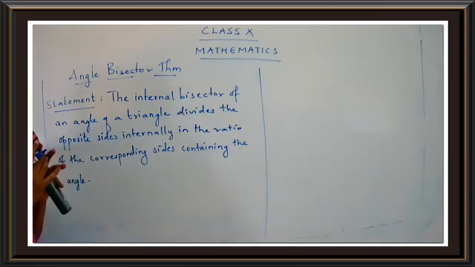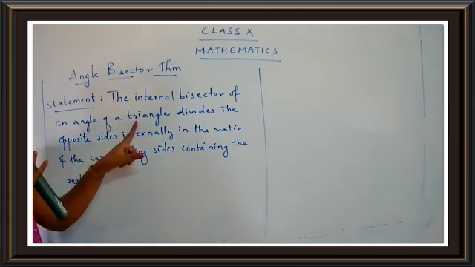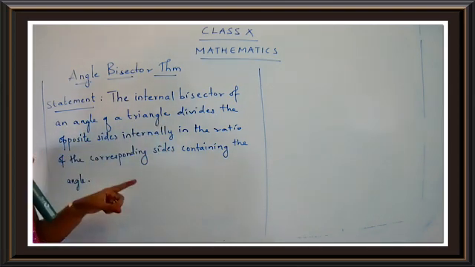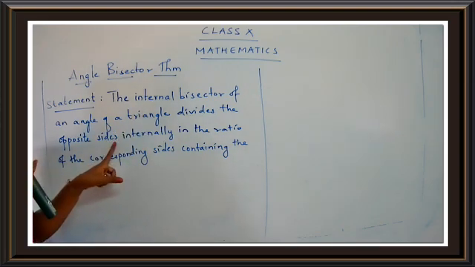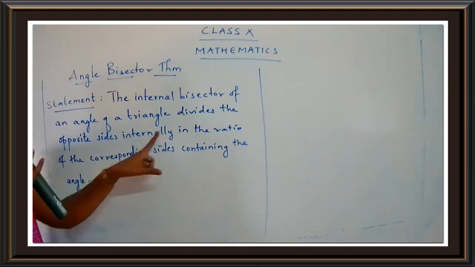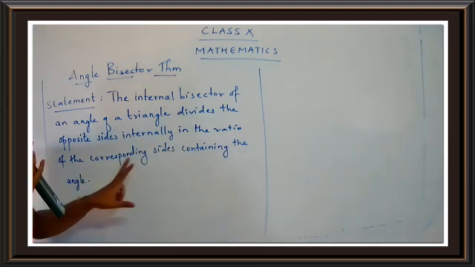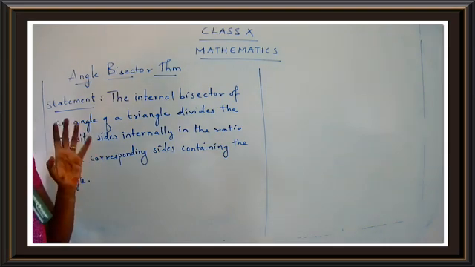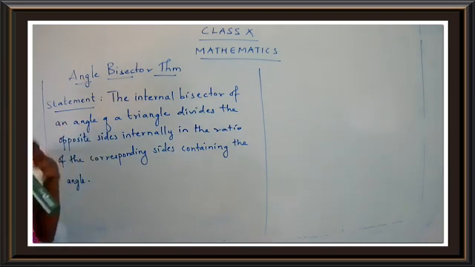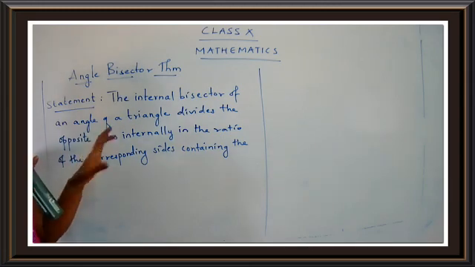So you're going to focus on the internal bisector of an angle of a triangle, which divides the opposite side. So what is the internal bisector doing? It is dividing the opposite side internally in the ratio of the corresponding sides containing the angle. When you just read the statement, you will not be clear with it. I can sense that you are not clear with the statement.